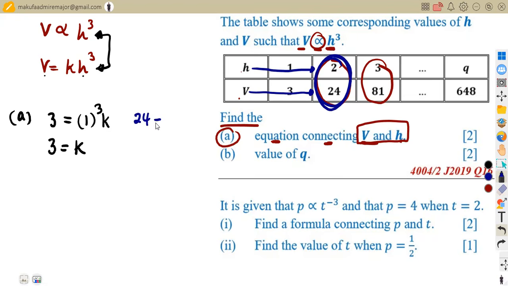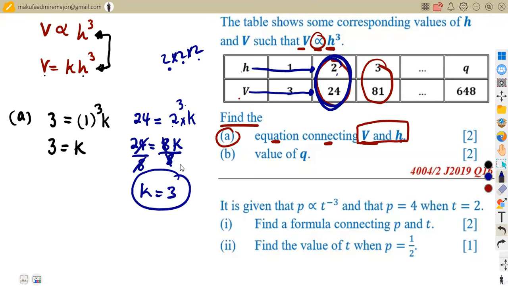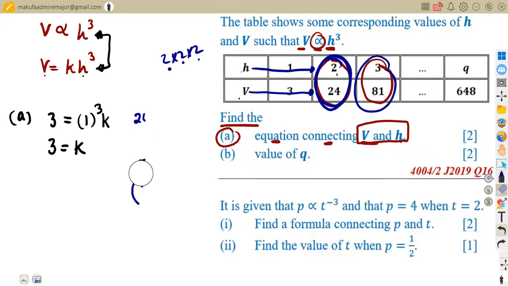So 24 is equal to h, which is 2, so that's 2 to the exponent of 3 times k. Remember, there's a k that you're going to multiply with. So 24 is equal to 2 to the exponent of 3, that's 8. 2 times 2 is 4, times 2 is 8. So we're going to obtain 8k, divided by 8 on both sides. So our k is going to be 3. As you can see, we are obtaining the same answer. Even if you apply that to 3 and 81, you are supposed to obtain the same answer of k.